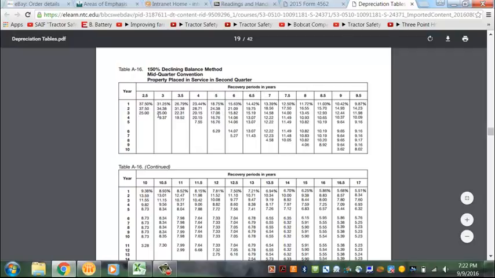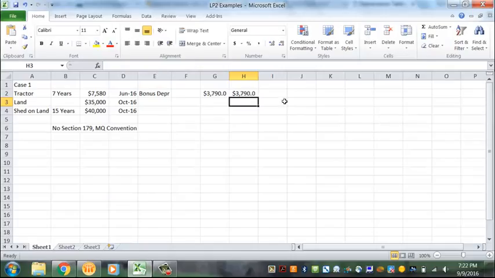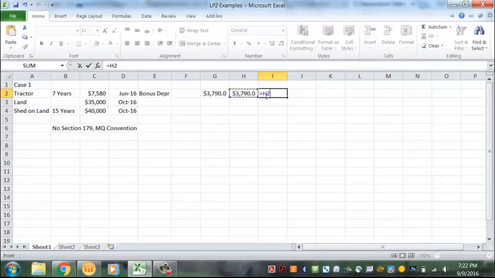So we look here, we're in the first year, and our recovery period is 7 years. So we can see that our depreciation percentage for this is going to be 13.39%. So if we go back here, we can take the remaining amount times 0.1339 as our percentage, and see that $507.48 is also going to be added to the depreciation.